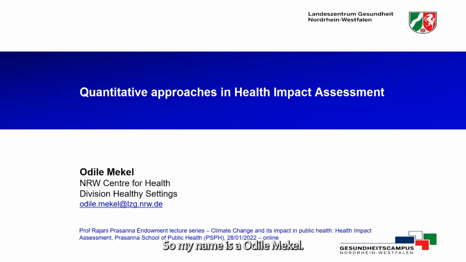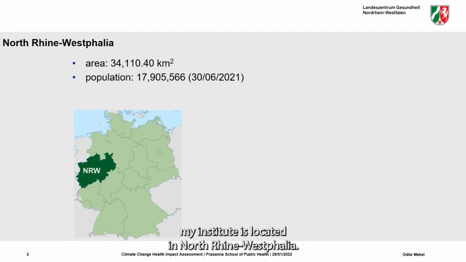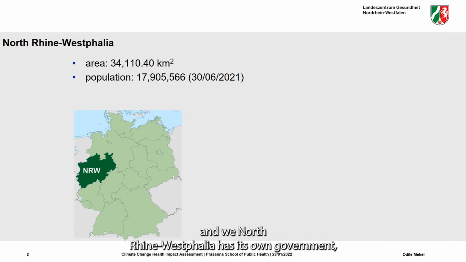So nice. My name is Odile Mekel. I work at the Subnational Institute for Public Health. It's called the Northern Westphalia Center for Health. My institute is located in Northern Westphalia. It's an area in Germany with a population of almost 80 million people, and Northern Westphalia has its own government.